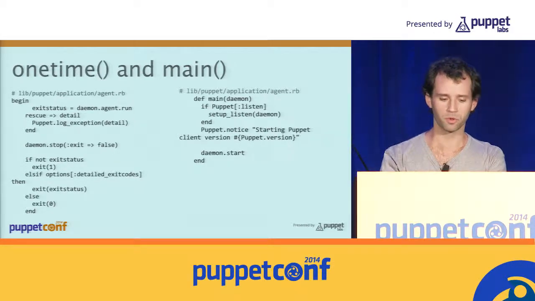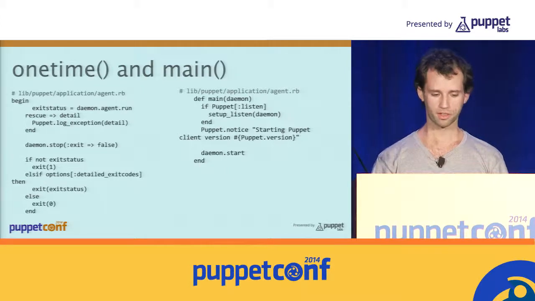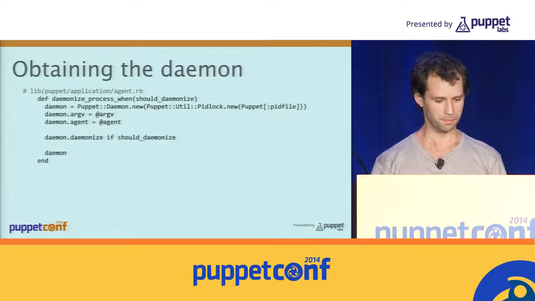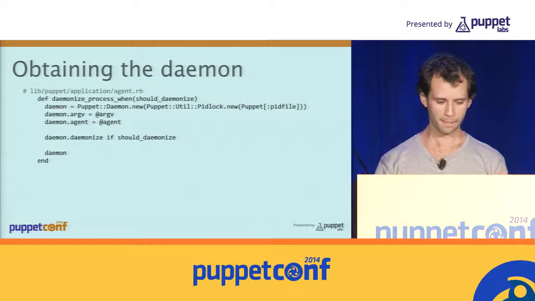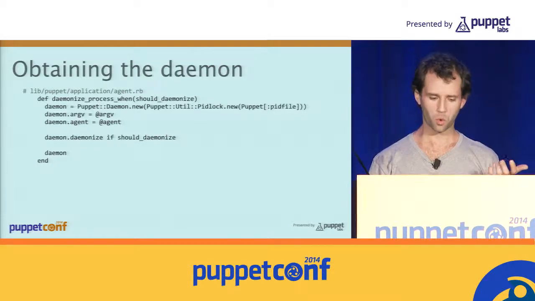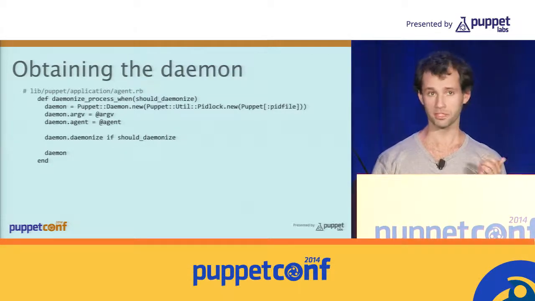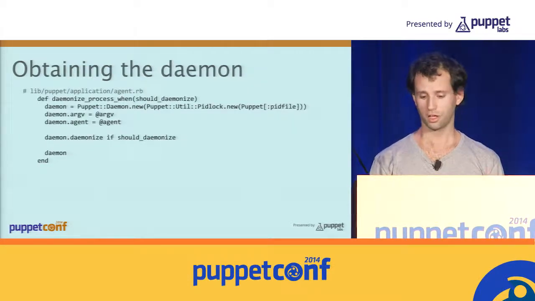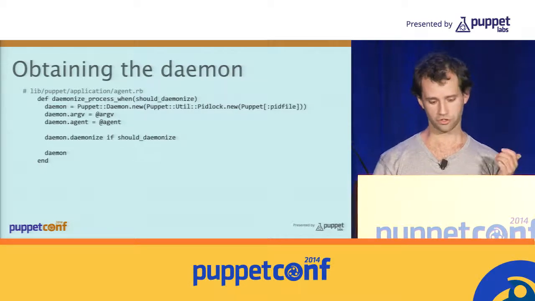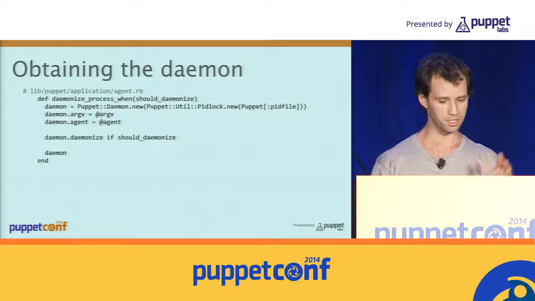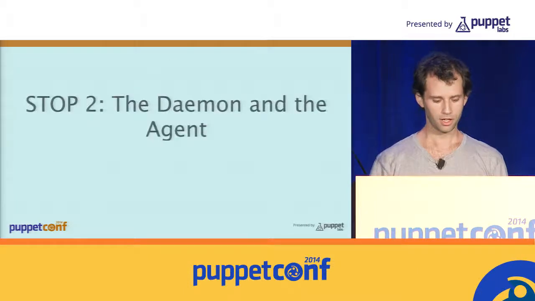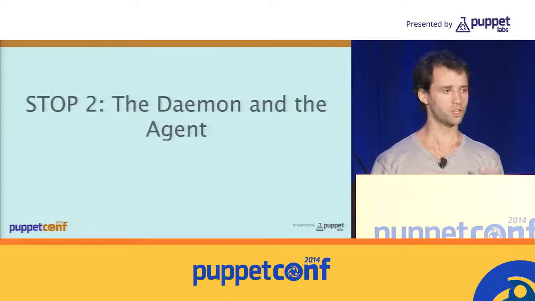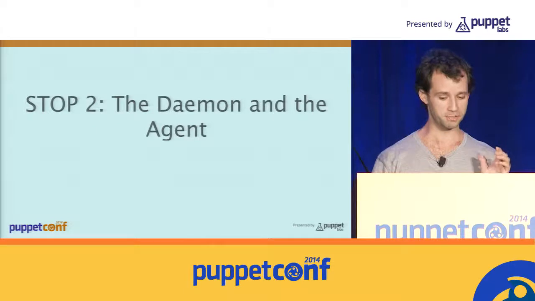So that leaves us with the question of where that daemon comes from and what it is. Further down in the file, we see def daemonize_process_when. This daemon comes from Puppet::Daemon.new. So we already saw that everything we care about is going through that daemon object that we get from this call. It has a stop, start, and daemonize method. It also has an agent attribute, and the agent attribute has a run method. That's all we know about the daemon at this point. So at this point, we're out of command line land. The agent has already gotten kicked off, and we are in daemon land.